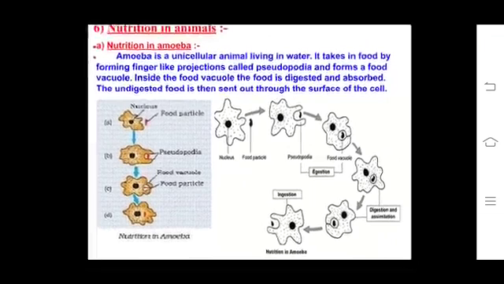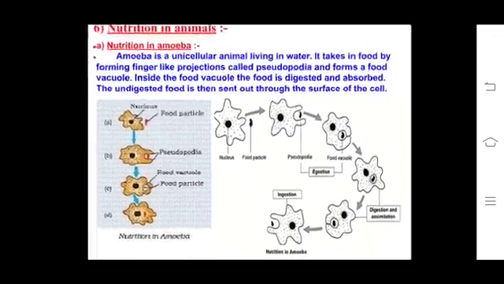So amoeba has no specific organs for nutrition. As this is a simple single-celled organism, there are no complex systems. But as the organism becomes more and more complicated, there are specialized systems for this purpose. So amoeba takes food using temporary finger-like extensions called pseudopodia.